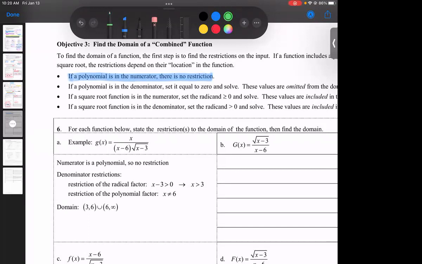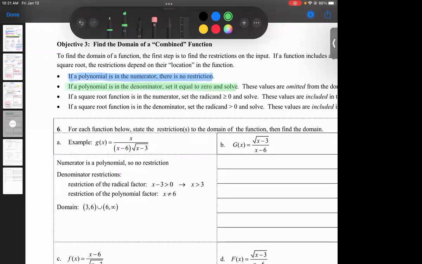If the polynomial is in the denominator, what do I have to do? You factor it and set it equal to 0, right? And then solve for x, and then you say that x cannot be whatever number you solve, right? We've done that.